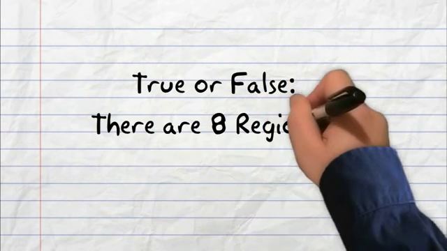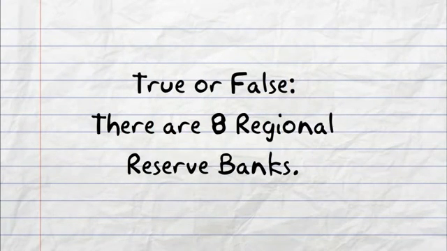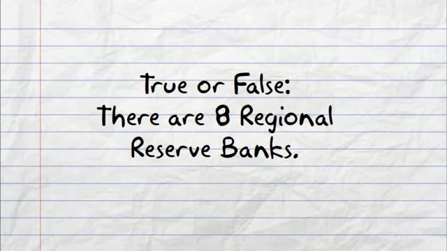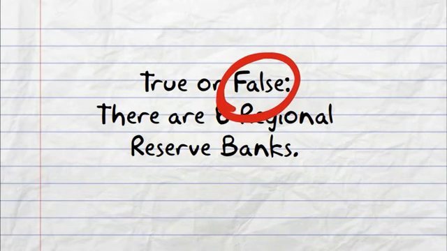Let's try another. True or false? There are 8 regional reserve banks. You have 10 seconds to answer. If you said false, you are correct. There are actually 12 regional reserve banks.